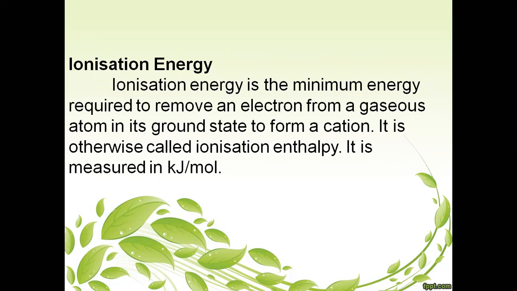So this is the opposite of ionic radii and atomic radius, because ionic radius and atomic radius decrease across the period and increase down the group, but ionization energy increases across the period and decreases down the group. So ionization energy is the minimum energy required to remove an electron from an atom. This is the ionization energy or ionization enthalpy.